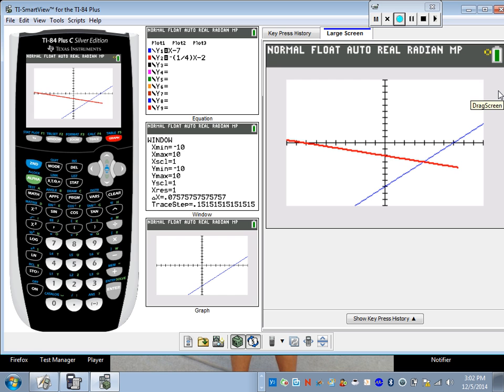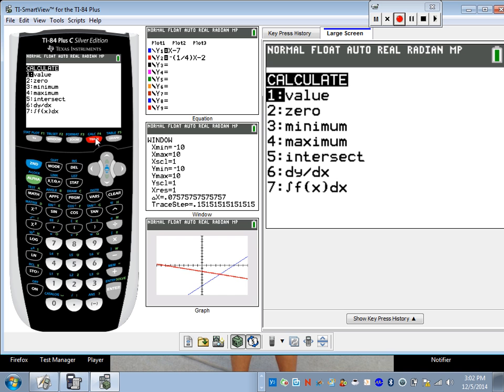Okay, so now keep in mind we talked about no solution, one solution, many solutions. It's not parallel. They intersect, so that means I have one solution. Now, what I'm looking for is, what is this ordered pair? Really easy. I am going to go to second and then the trace key because the word calculate is above it. And then what I want is the intersection. So that's number 5.